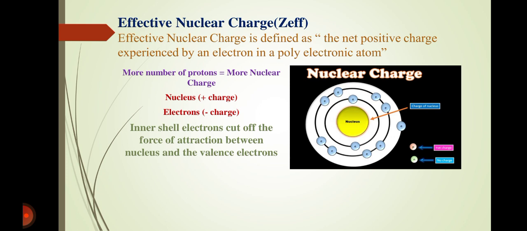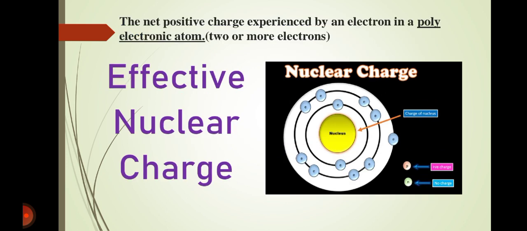But the inner shell electrons cut off the force of attraction between the nucleus and the valence electron. When the inner shell of electrons increases, then the valence electron and inner shell electrons both are negatively charged and they repel each other. So the net positive charge experienced by the valence electron is less because inner shell electrons cut off the force of attraction between the nucleus and the valence electrons.